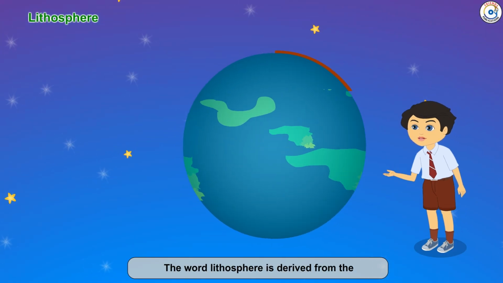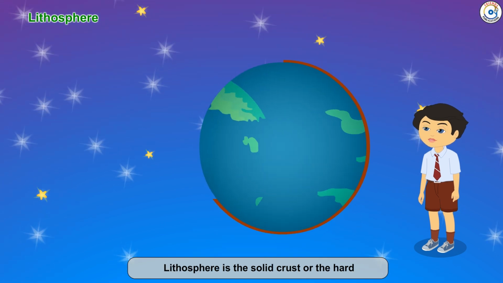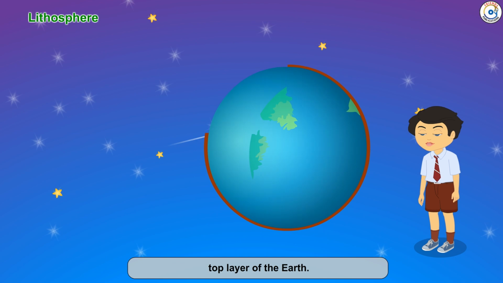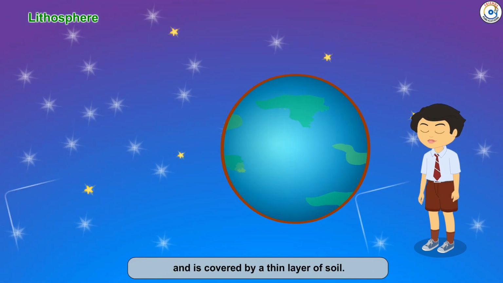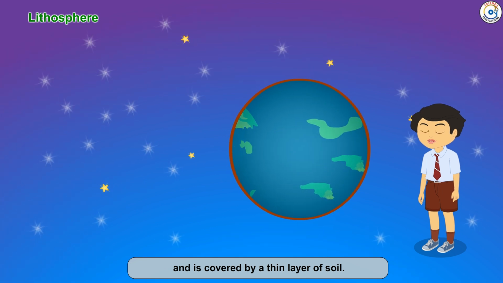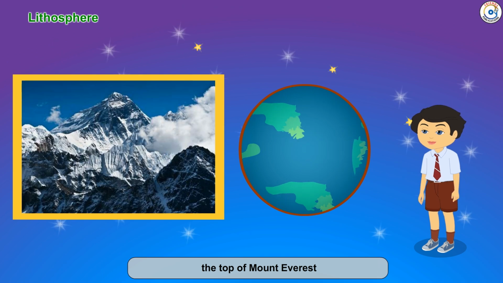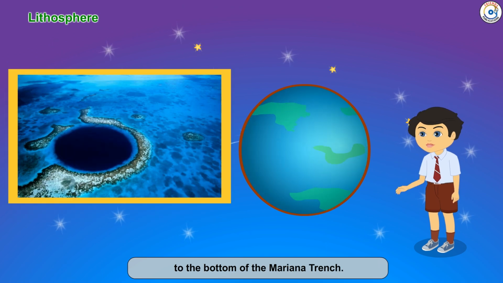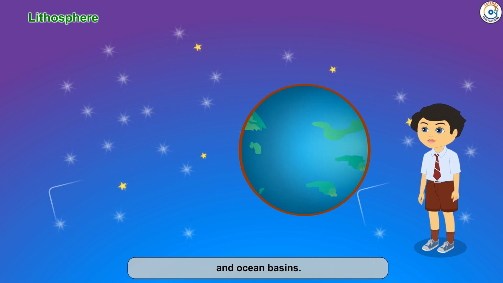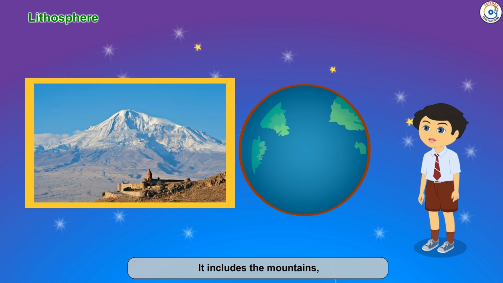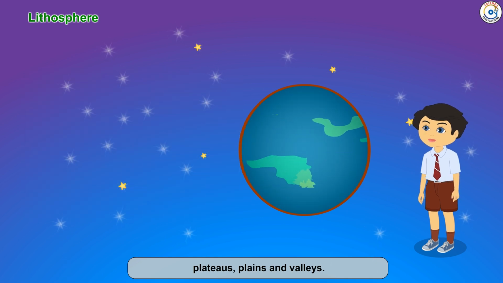Lithosphere. The word lithosphere is derived from the Greek word lithos, meaning rock. Lithosphere is the solid crust or the hard top layer of the earth. It is made up of rocks and minerals and is covered by a thin layer of soil. It covers the entire surface of the earth from the top of Mount Everest to the bottom of the Mariana Trench. The surface of the earth extends both over the continents and ocean basins. It includes the mountains, plateaus, plains and valleys.